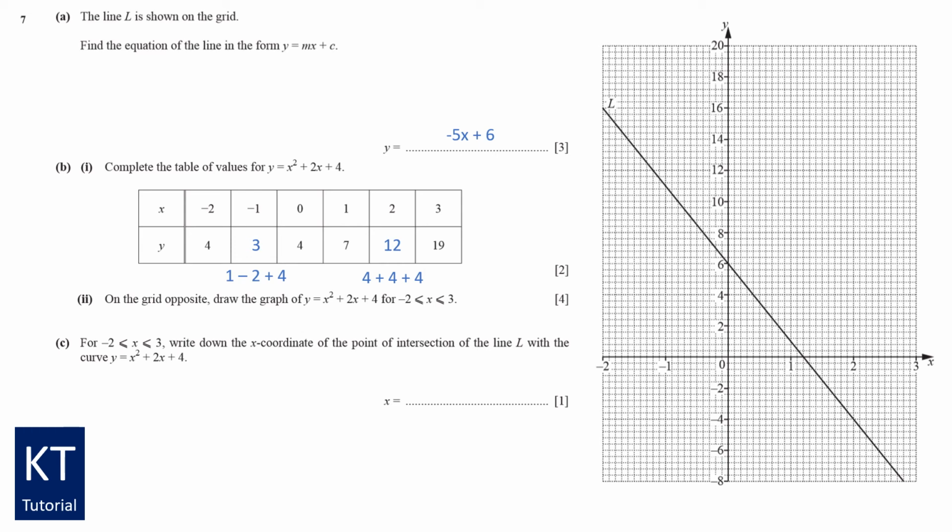Next, on the grid opposite, draw the graph of y equals x squared plus 2x plus 4 for the given range. This is obtained by plotting the graph per the given coordinates on the table. Next, for the range, write down the x-coordinate of the point of intersection of the line L with the curve. Where the two lines intersect, its x value is 0.25.